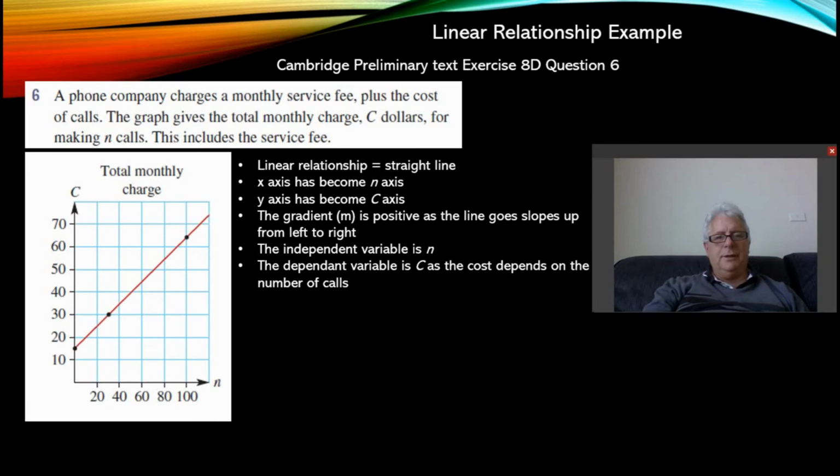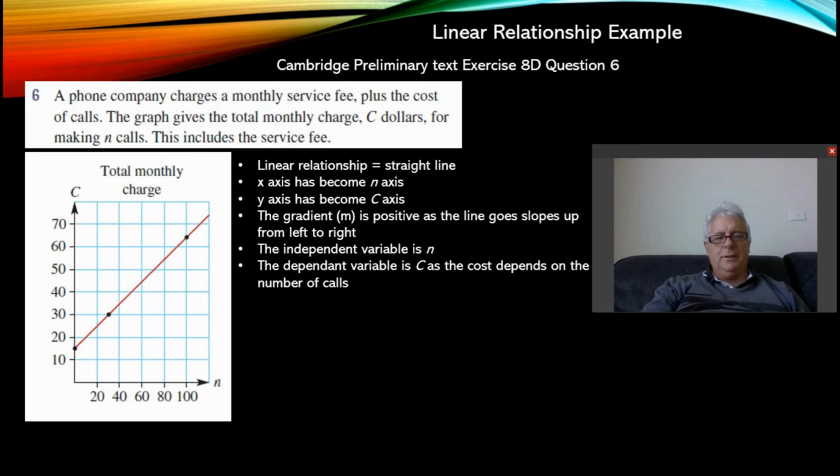Firstly, this is a linear relationship, and it's indicated by the red straight line. Every time you have a straight line, it's a linear relationship. The next thing is the horizontal axis is labelled as N, and previously we've known it as an x-axis, and the vertical axis is the C-axis this time, C for cost, instead of the y-axis. The gradient for this red line is positive, and we know that because the line goes from low to high, slopes up from left to right.